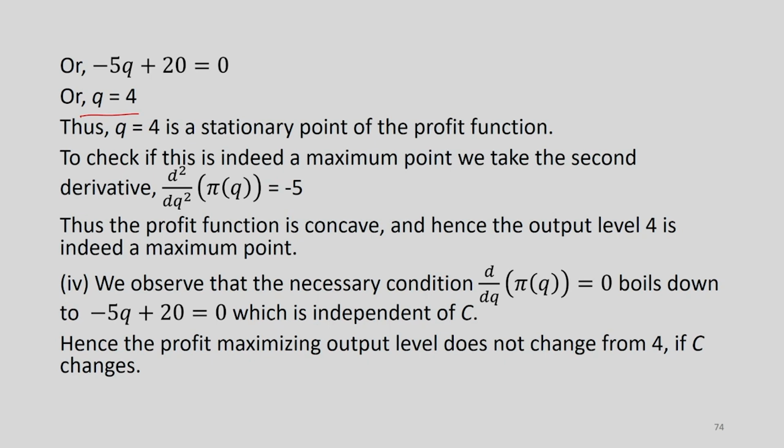So, to check for that, whether we actually have a maximum point, we take the second derivative of the profit function. And if we do so, this basically means that this expression minus 5Q plus 20 has to be differentiated once more, and we get minus 5, which is negative. If it is negative, the profit function is concave, and therefore, we are actually getting a maximum point at Q is equal to 4. All right, now the fourth part.